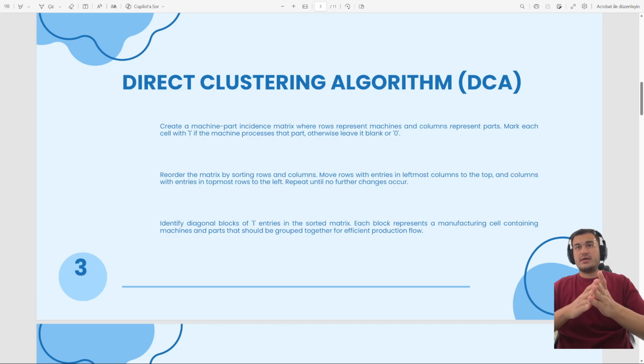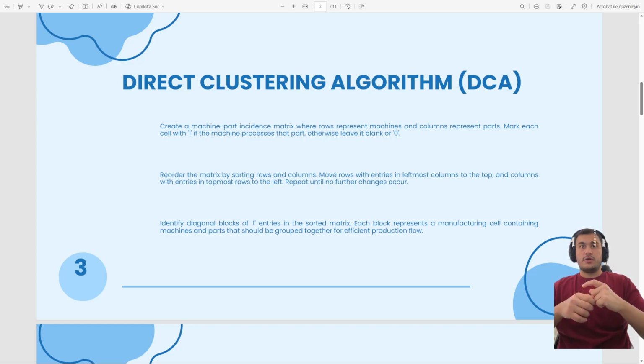To group these machines and parts efficiently, we can use the direct clustering algorithm, which we call DCA. The DCA has four clear mathematical steps, and our next algorithm is extremely similar to these four steps. First, you create a matrix, where the rows and columns represent machines and parts.